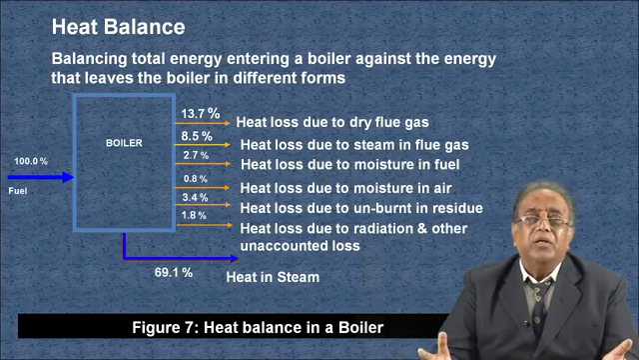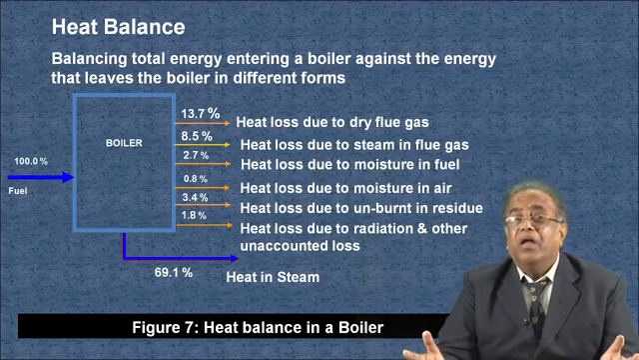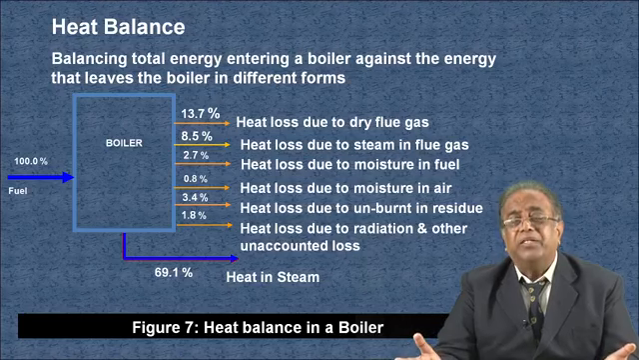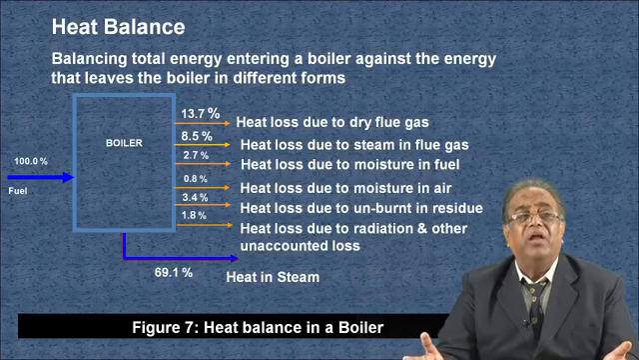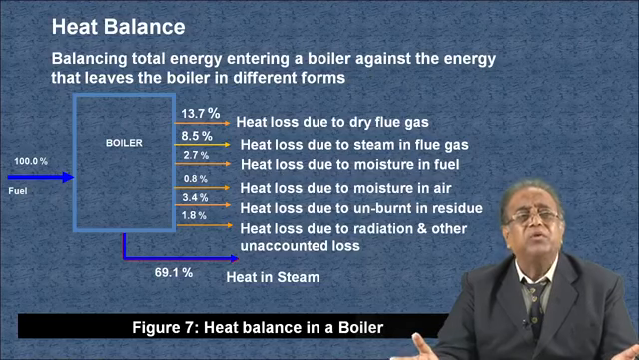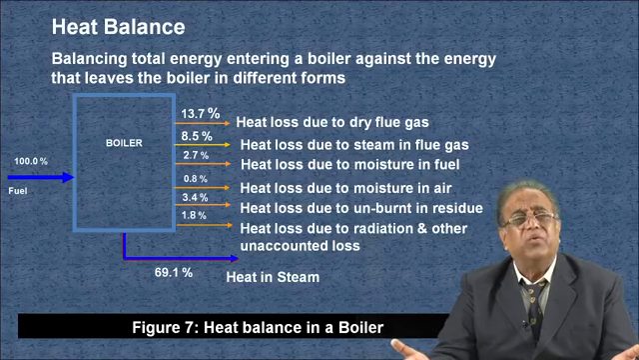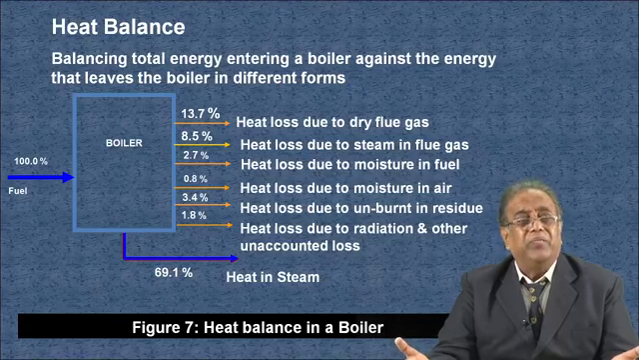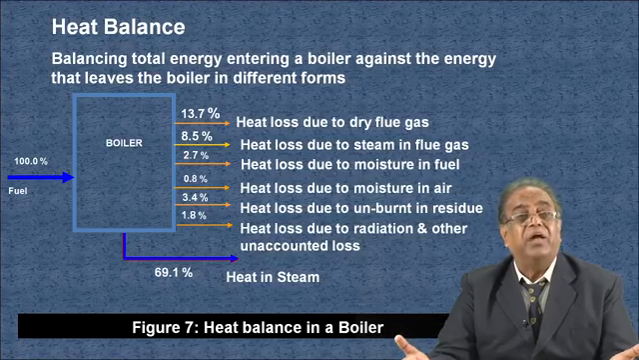You know that when you use air for burning fuel, moisture is contained in the air. When air is participating in the burning process with the fuel, the moisture in the air will be converted into steam, and that will simply go out with the flue gas. That is a loss. When you use coal, that also contains some moisture, that will also go as waste along with the flue gases. And heat loss due to dry flue gas, that is also a loss. There may be some unburnt fuel, that is also considered a loss. And there may be heat transfer from the boiler surface to the outside, so that is the heat loss due to radiation and other unaccounted loss.